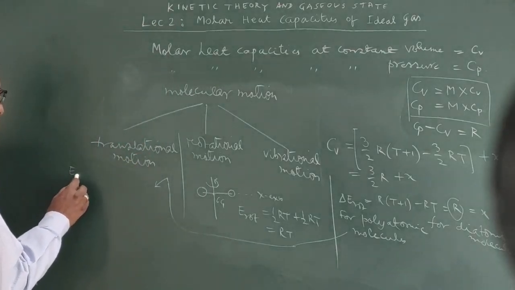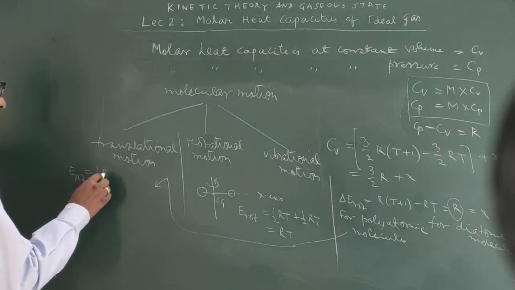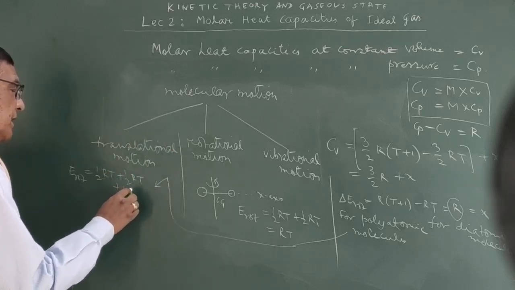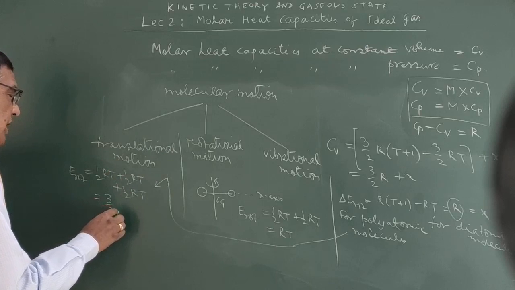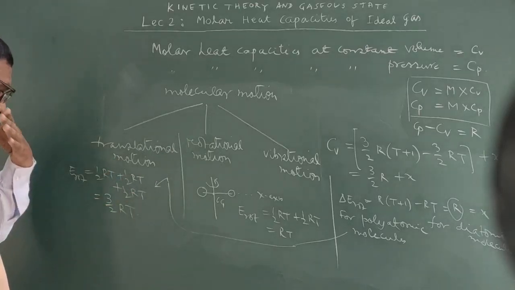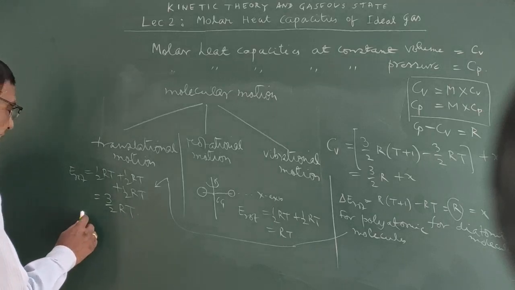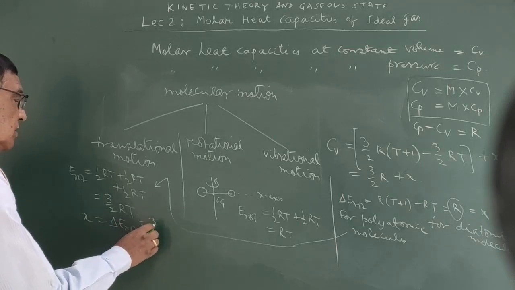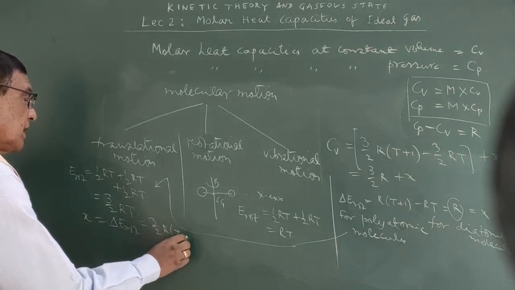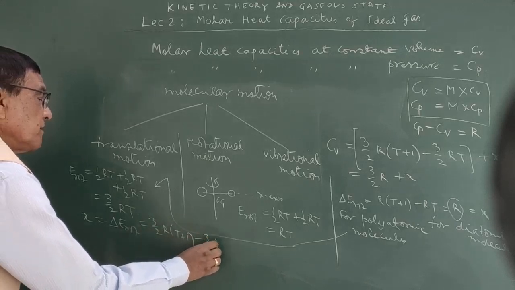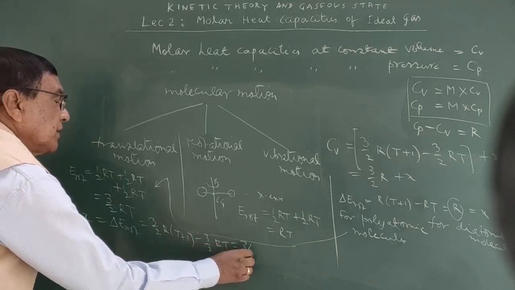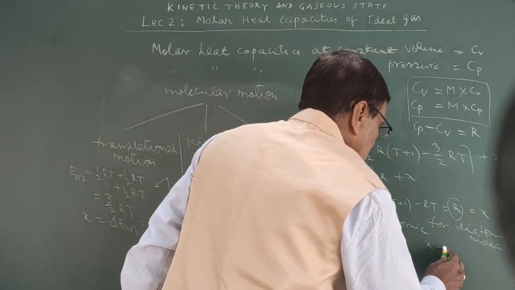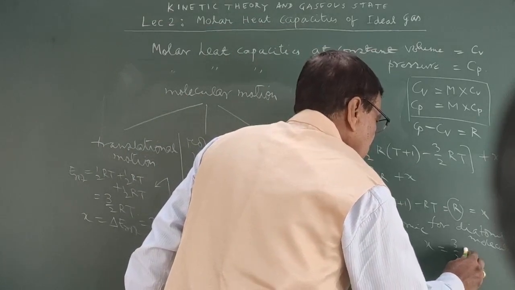E rotation equal to half RT plus half RT plus half RT, so equal to 3 by 2 RT. So X equal to delta E rotation equal to 3 by 2 R(T+1) minus 3 by 2 RT, equal to 3 by 2 R. So for polyatomic molecules, this X equals 3 by 2 R.